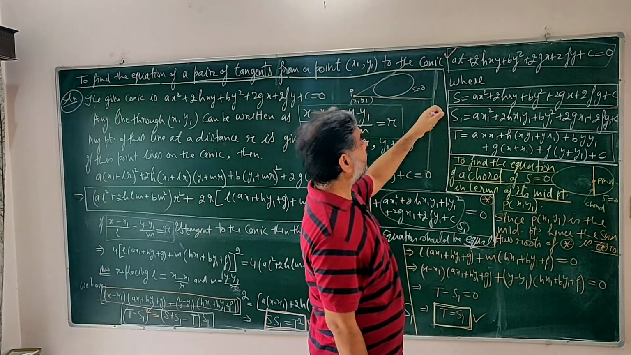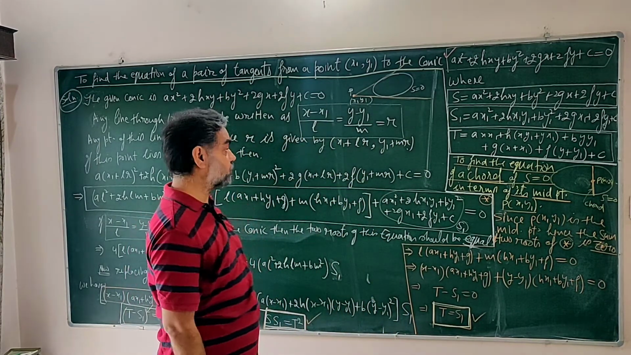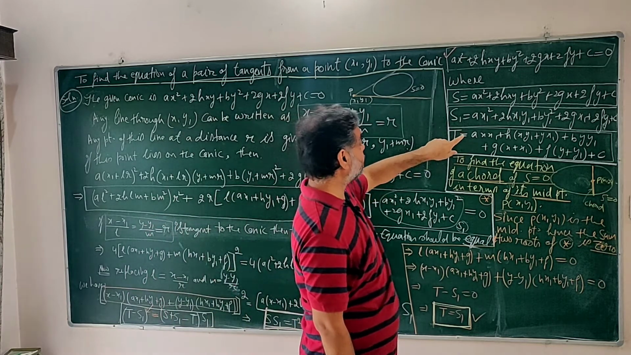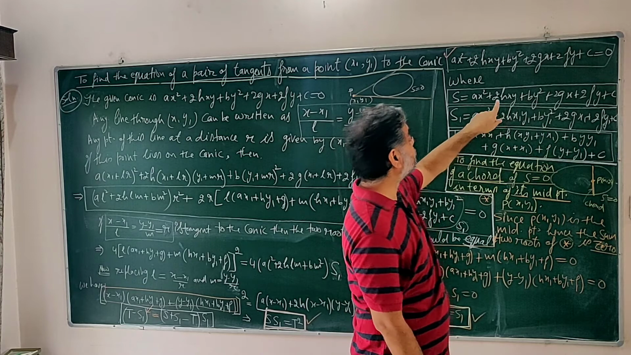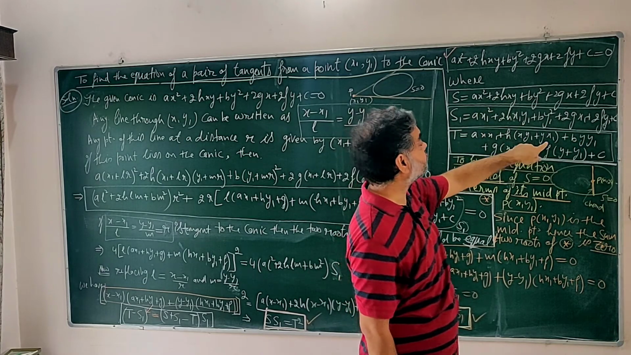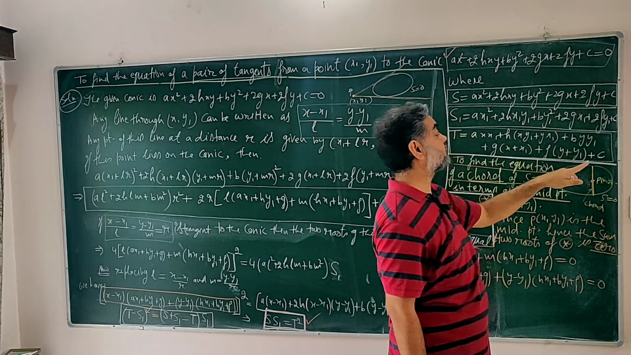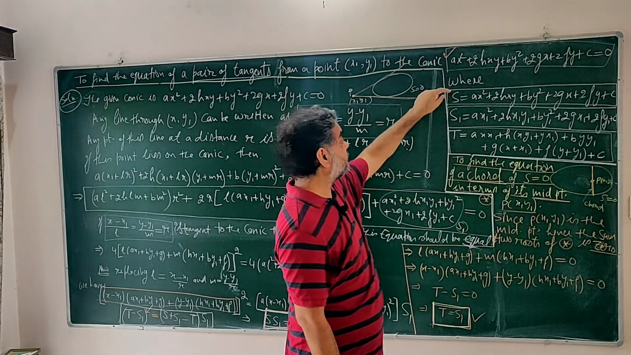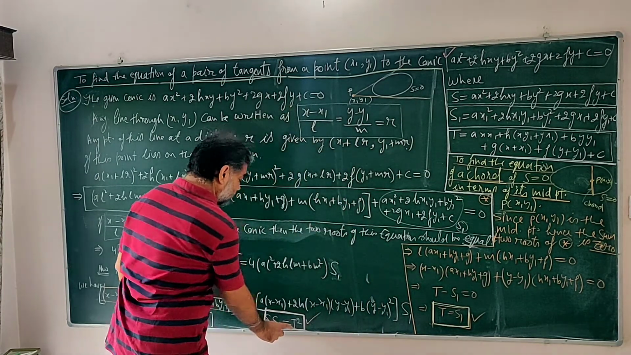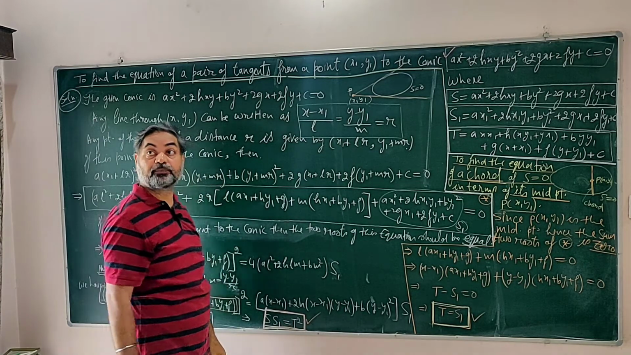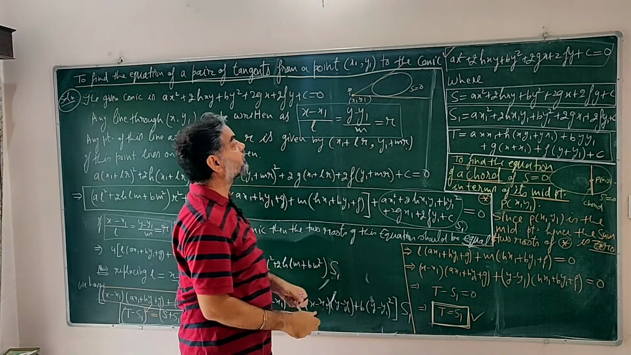This is S1. And what is T? T is as we write in the equation of the tangent. To write the equation of the tangent, you replace x square by xx1, y square by yy1, 2xy by xy1 plus yx1, 2x by x plus x1, and 2y by y plus y1. So that is T. If S, S1 and T are these, then SS1 equal to T squared gives you the joint equation of these two tangents.